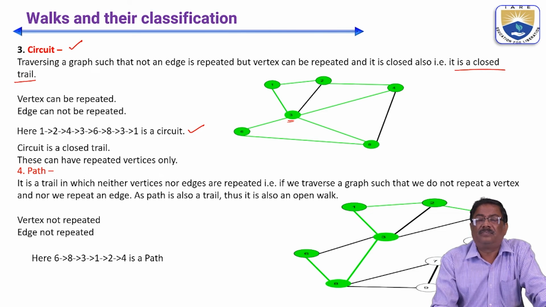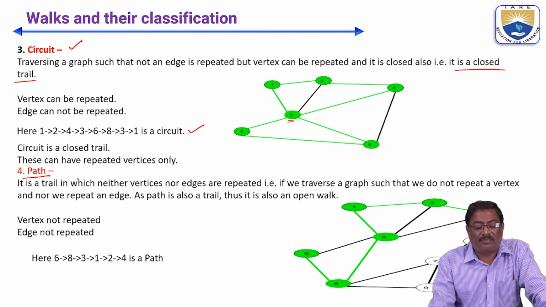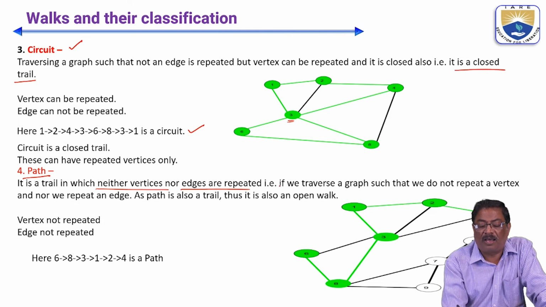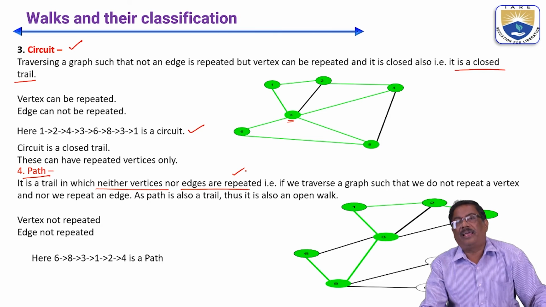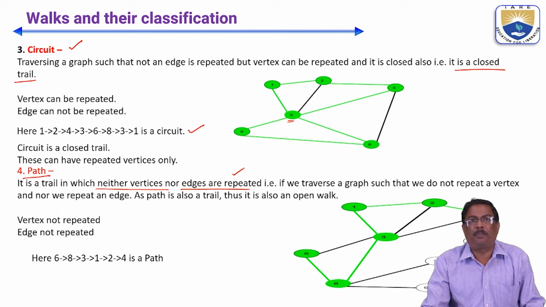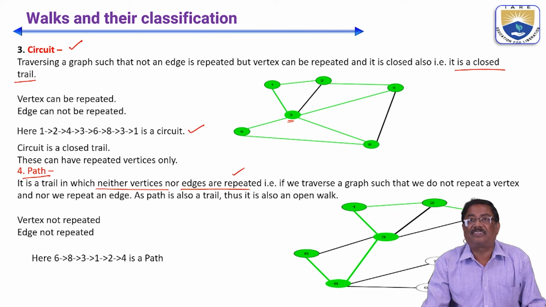Now let us consider a path. What is a path? A trial in which neither vertex nor edge is repeated. A trial is one where a vertex is allowed to repeat, but an edge should not repeat. So we consider a trial in which vertex is not repeated and edge is not repeated. Such a trial is known as a path.